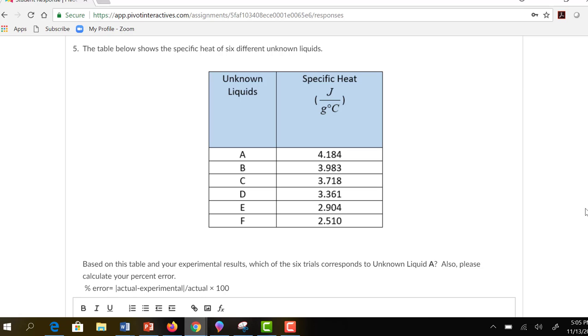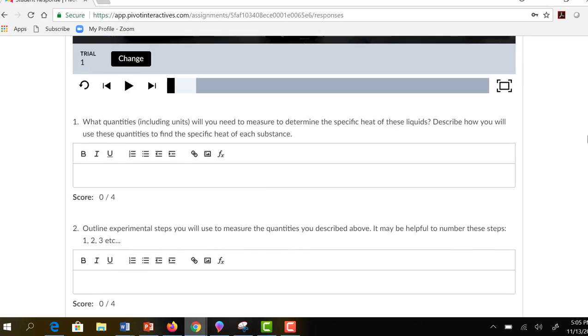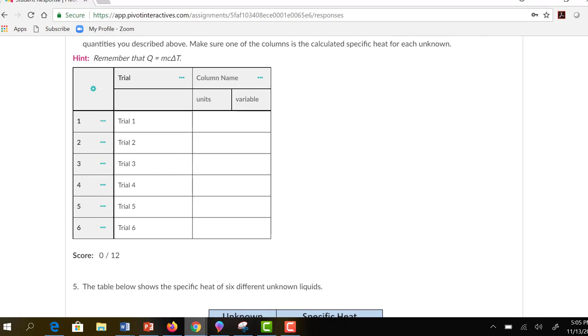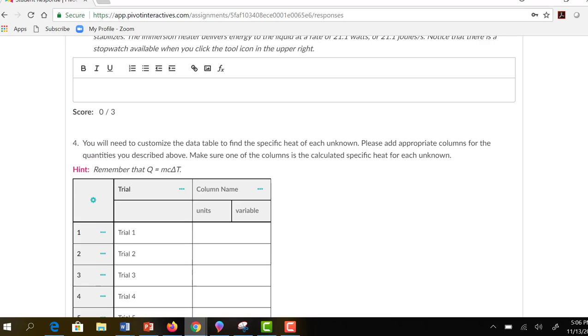So six different trials. They're in random order, the 6 trials. We'll calculate the specific heat for all 6, and then we'll compare that to this table and figure out which one is liquid A. Was it trial 1, 2, 3, 4, 5, 6, that sort of thing. Okay, more about that in just a minute.